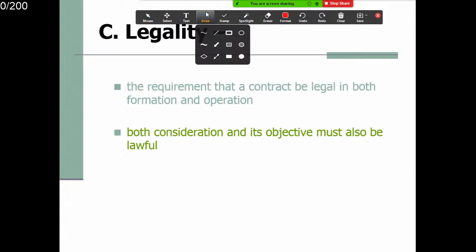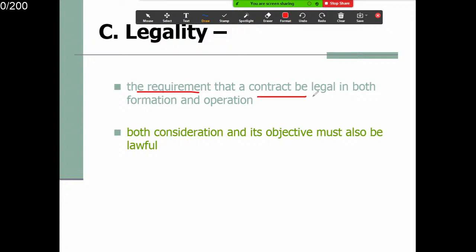还有 legality, okay, 合不合法。The requirement that a contract be legal in both formation and operation. Okay, all of the terms, compensation, okay, etc. Right, has to be legal.